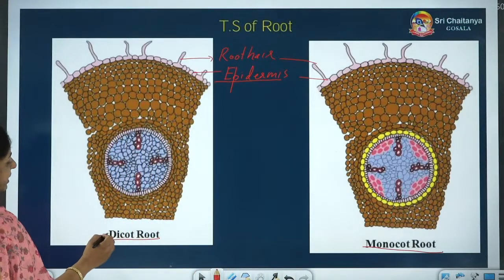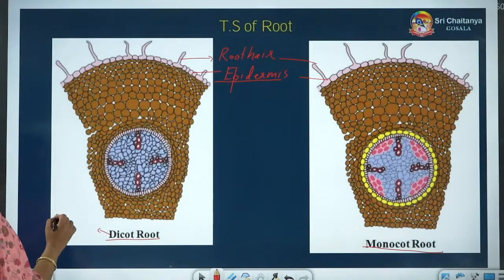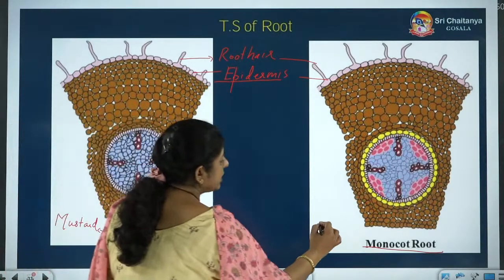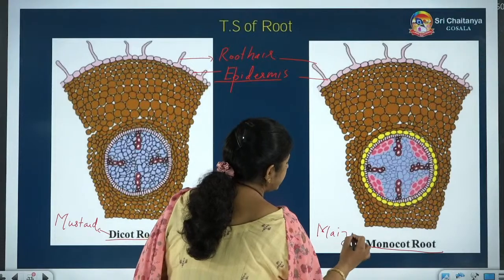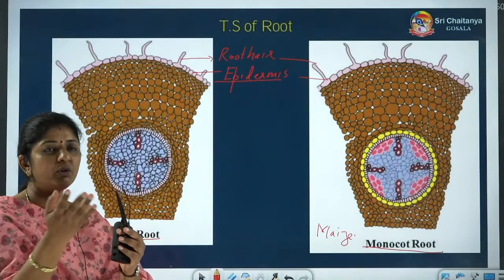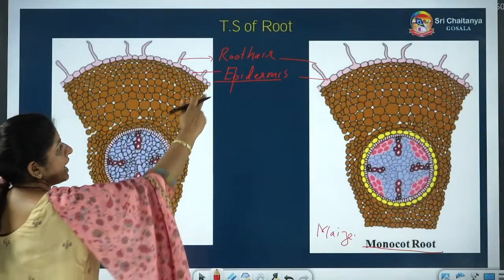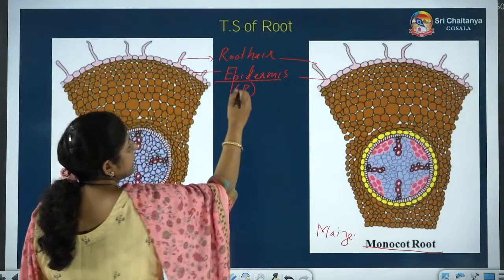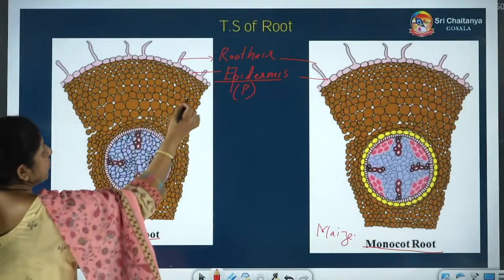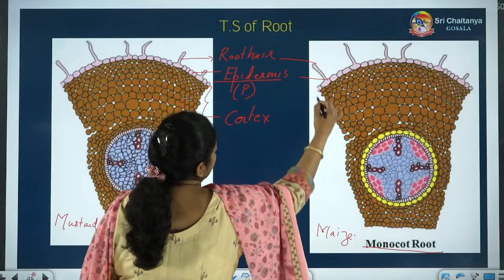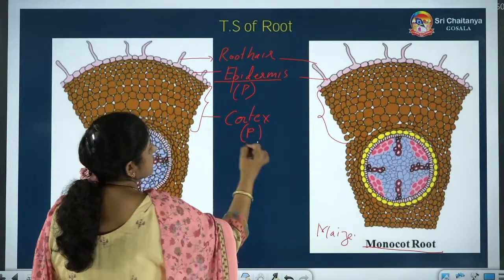What example here? Like any dicot root, like mustard I can say. Dicot root, and here monocot, like maize I can take as an example. We are discussing their root. If you take it out, cut, you will find all these things. The outermost layer is epidermis, which is made up of parenchyma cells. And this whole structure you call it as what? Cortex. These cells again are parenchyma cells.